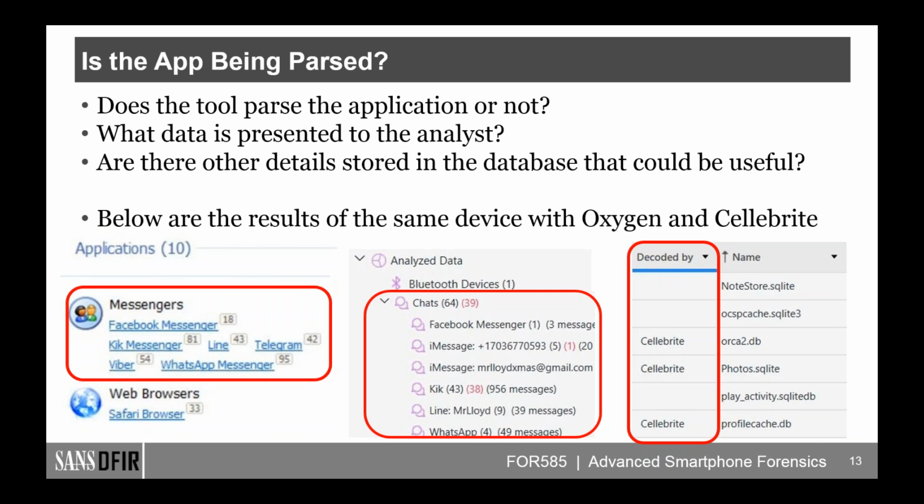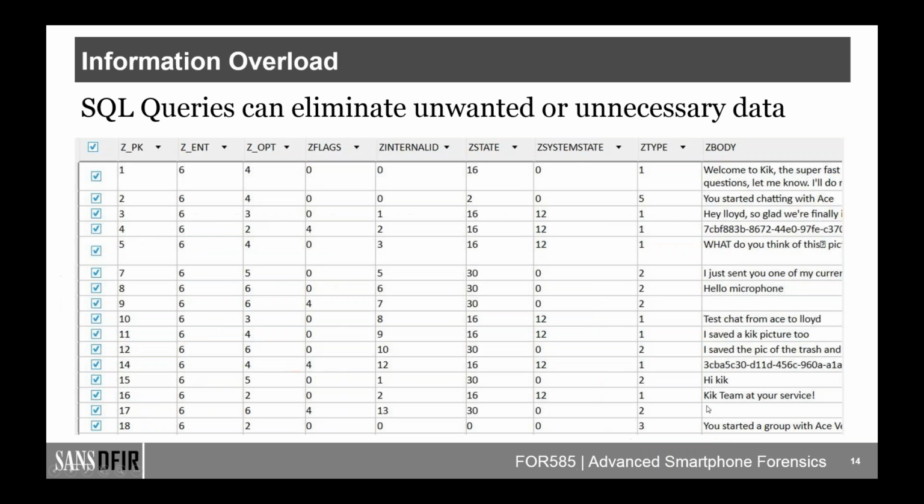One word of caution here. When your tool says it's parsing something, so here, for example, the Orca2 database associated with Facebook Messenger, it may be parsing a table from that database, but that doesn't necessarily mean it's parsing everything, which leads us into SQL queries. When you look at these database files, you're going to have a lot of columns that you may not need. You're also going to have columns that you need to interpret the data. So what we're going to teach you is which columns commonly matter on these devices.